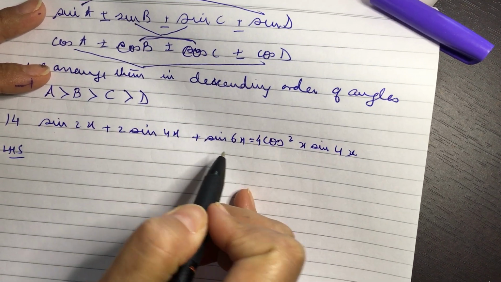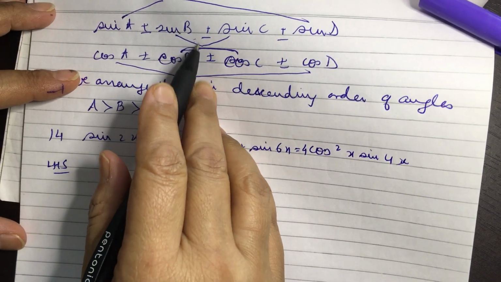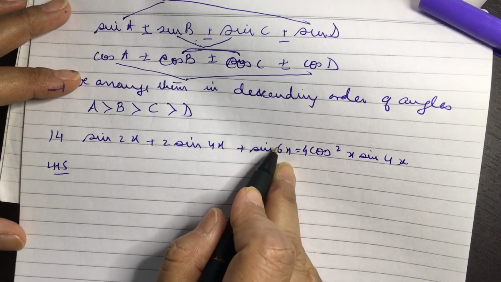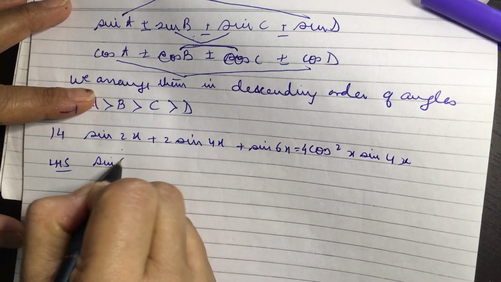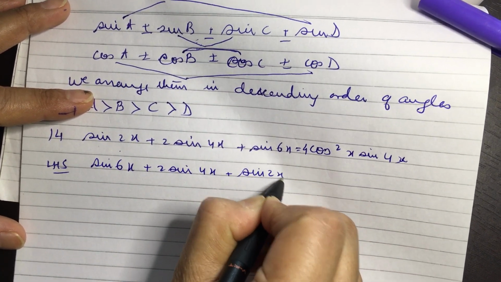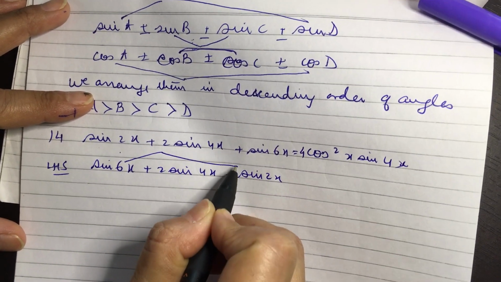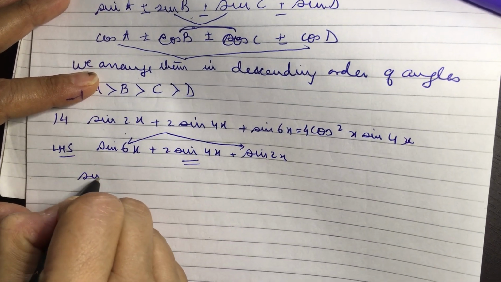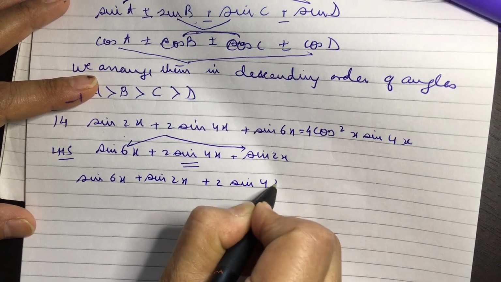Now in the left hand side there is a sum of 3 sine functions. So going by the above rule, we will first arrange them in descending order of the angle. Here 6x is the biggest one, then 4x, then 2x. So let's write the 6x term first, then 2 sine 4x, then sine 2x. Now we combine the extremes first and then we take the middle one separately. So first write the extremes together, sine 6x plus sine 2x.